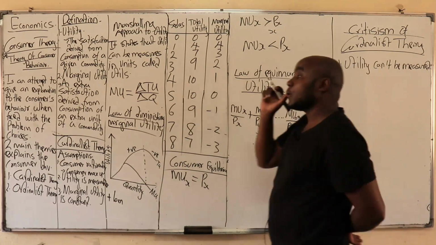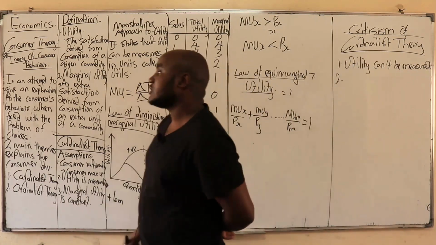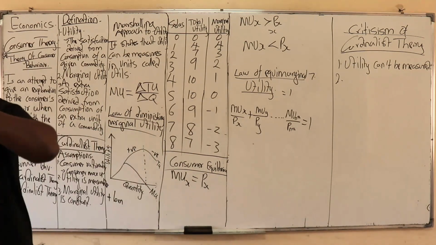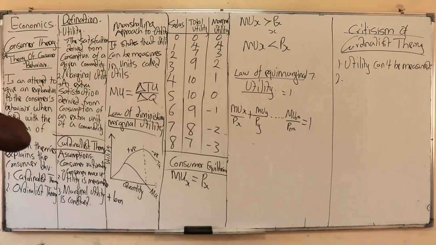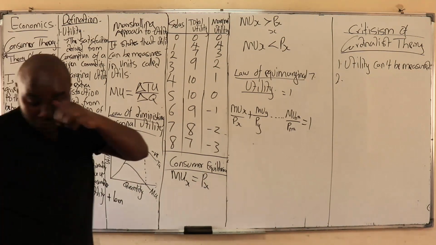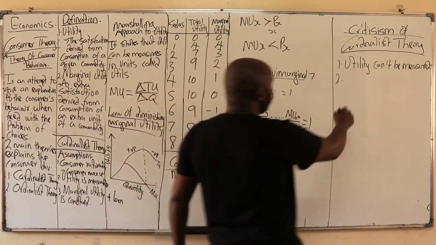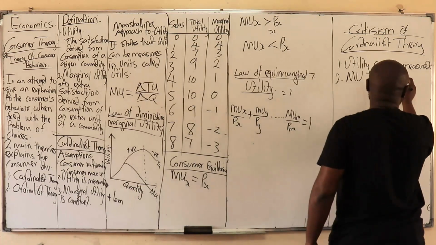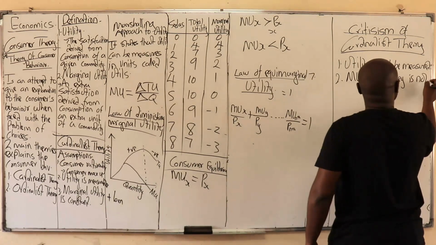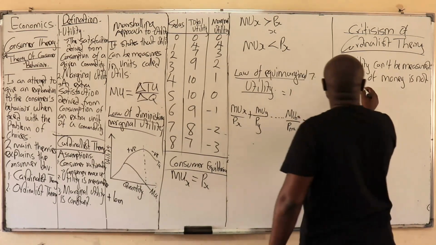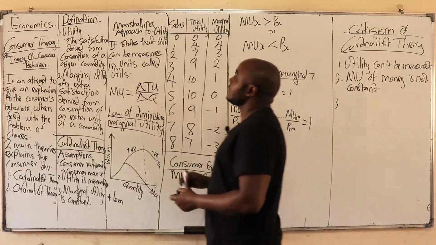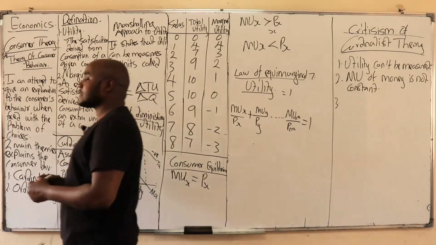Number 2, we have the marginal utility of money is not constant. Marginal utility of money is not constant. Of course, it's not constant.